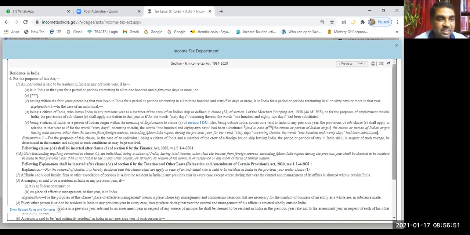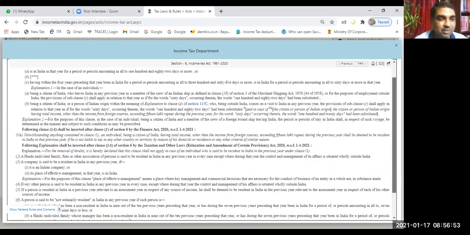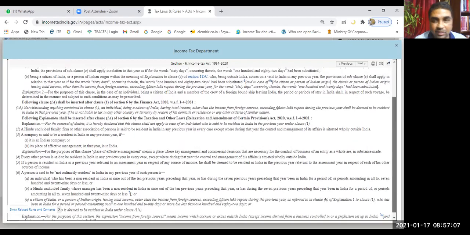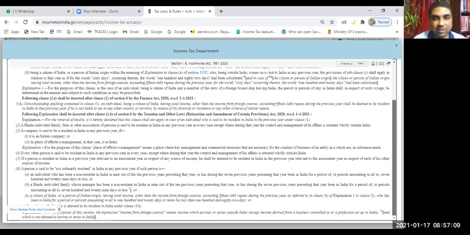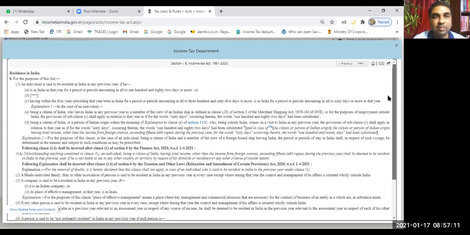There have been some changes here in this particular section. I'll be telling you what the changes and amendments are, and there are some explanations to the amendments. All these things we are going to learn. So this is the section we are going to learn. Just have a look at how the section looks, so that in case you need any clarification, you can refer to this section directly.